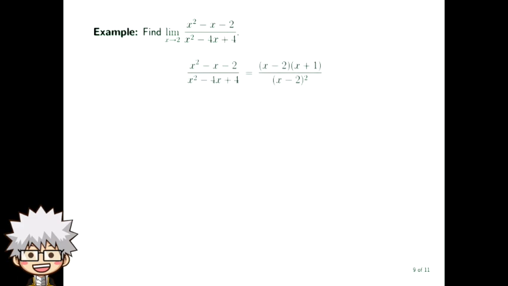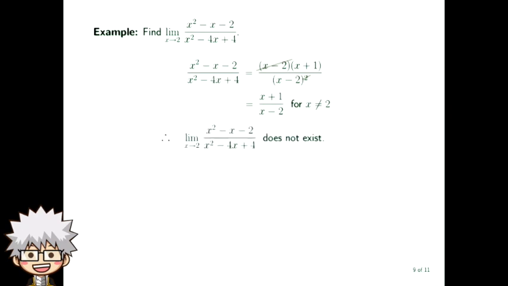We obtain (x - 2)(x + 1) divided by (x - 2)². So now we can cancel an x - 2 factor, which leaves us with (x + 1)/(x - 2) for all x other than 2. So notice now that the denominator still contains an x - 2 factor, and therefore the denominator still approaches 0 as x approaches 2. But the numerator no longer approaches 0, it approaches 3. Therefore, this limit does not exist.